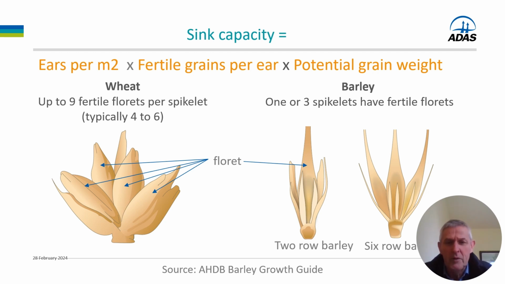So there are 2 important consequences from that. The first is that barley inherently has less potential to create fertile grains. And the second, which is equally as important, is that wheat has great flexibility to adjust its sink capacity according to growing conditions, whereas barley is far more limited in its ability to adjust its sink capacity.